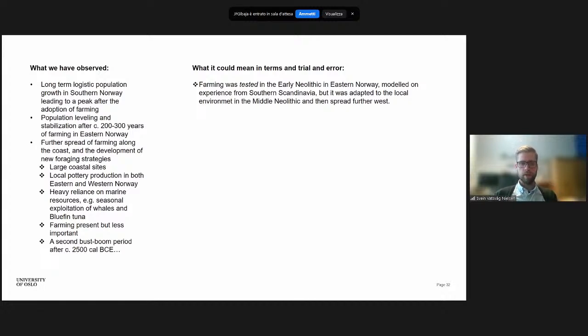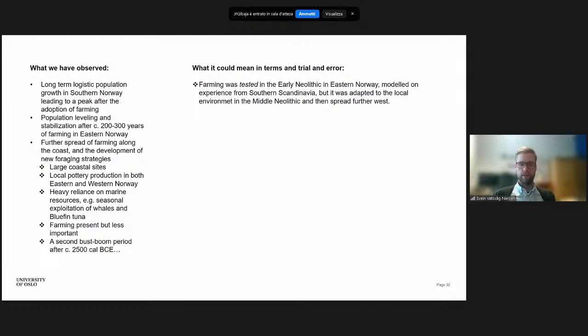We see the large coastal sites, often with thick cultural layers. There is a local pottery production in both eastern and western Norway. The population now relies heavily on marine resources. There is seasonal exploitation of whales, and we see now also bluefin tuna. Farming is present but less important. And then we see a second boom-bust period sometime around 2500 BC.